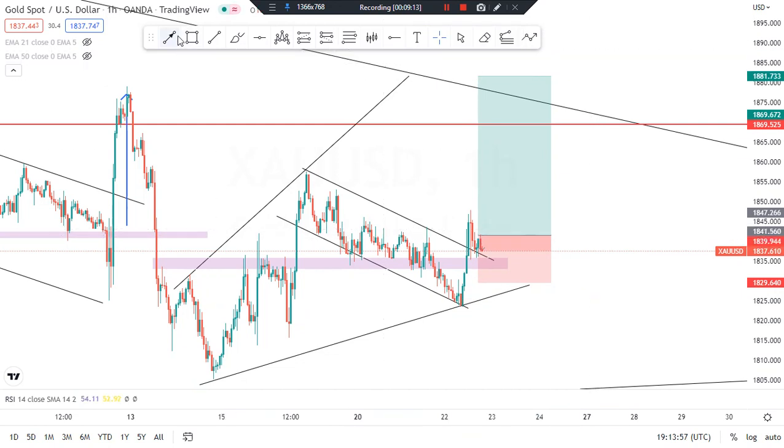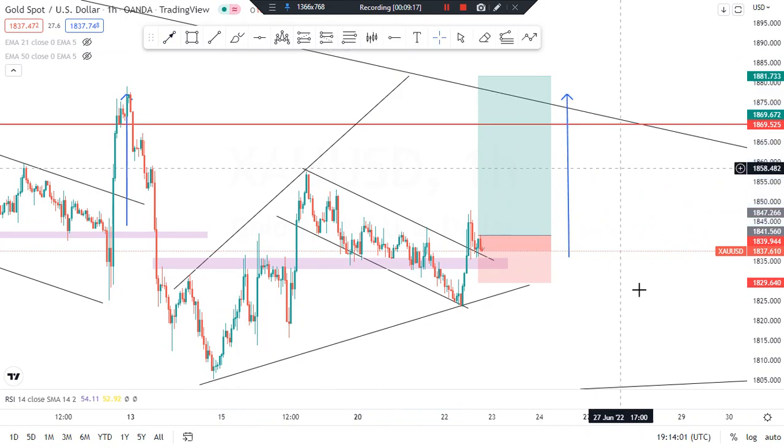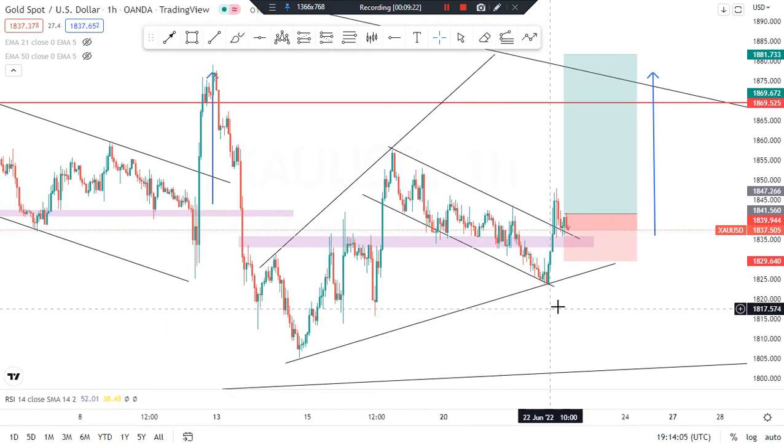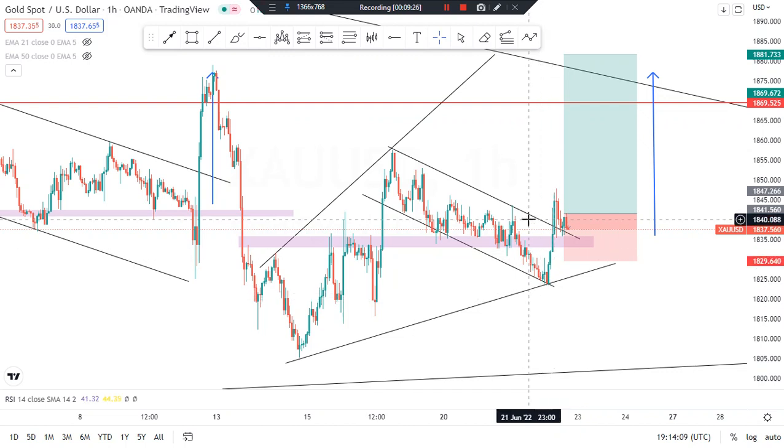So what are we looking for? We're looking for a buying position to the upside. So this is what I have on gold, and this is what we are looking for at gold. But we need to look at certain things before we execute this trade.